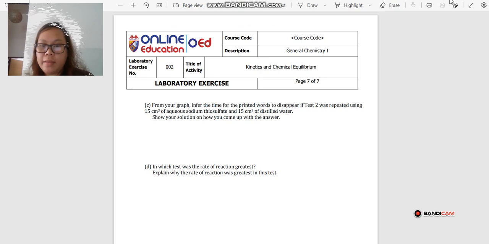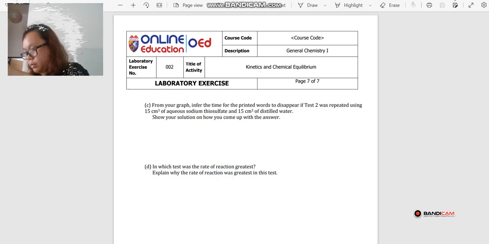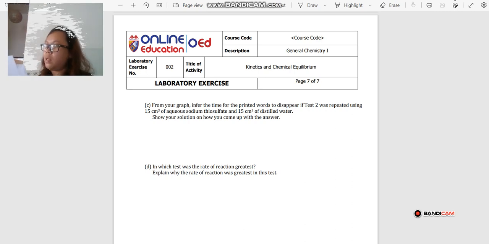Page 7 of 7. From your graph, infer the time for the printed words to disappear if test 2 was repeated using 15 cubic centimeter of aqueous sodium thiosulfate and 15 cubic centimeter of distilled water. I get 125 seconds for the printed words to disappear with 15 cubic centimeter of aqueous sodium thiosulfate and 15 cubic centimeter of distilled water.